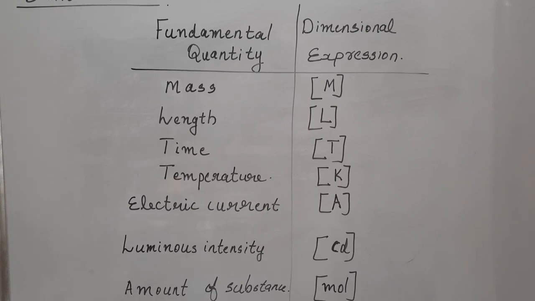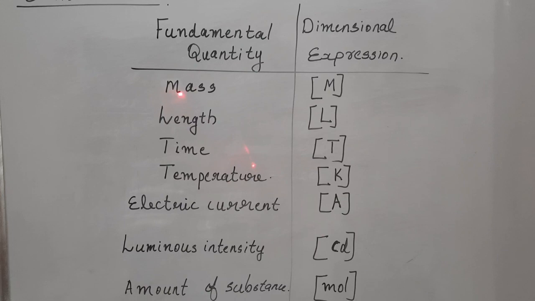To represent dimensions of a physical quantity, we follow a standard method. In that method, we use certain letters to denote certain physical quantities. We already discussed the SI system. In SI, there are 7 fundamental quantities. To show these fundamental quantities, we have certain representations. That's what we are discussing now. So we have the 7 fundamental quantities here, and the dimensional expressions here. Let's discuss one by one.